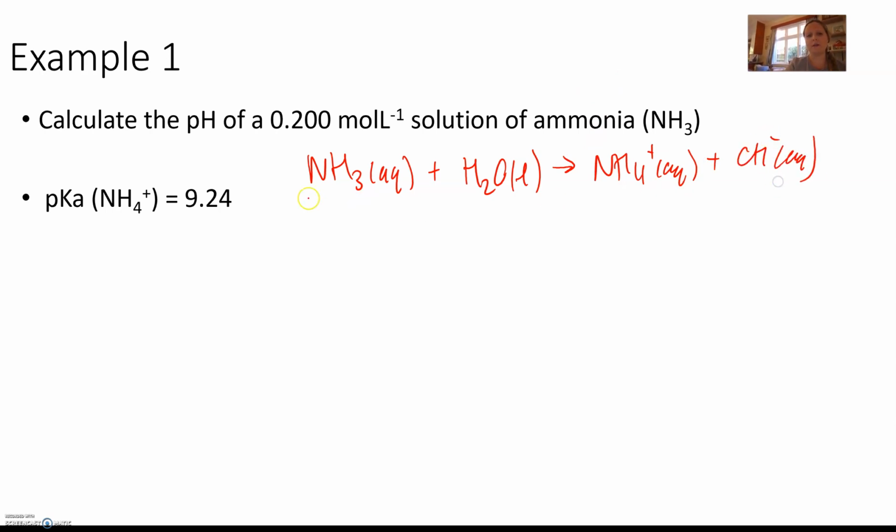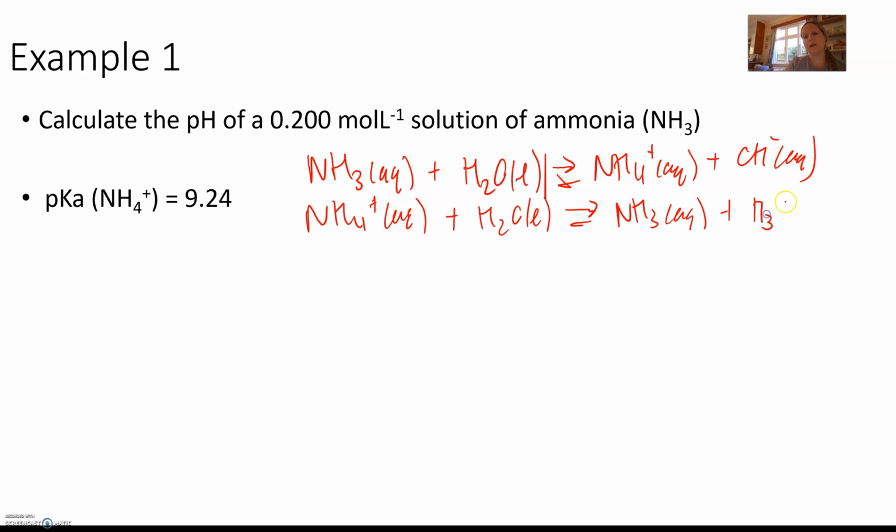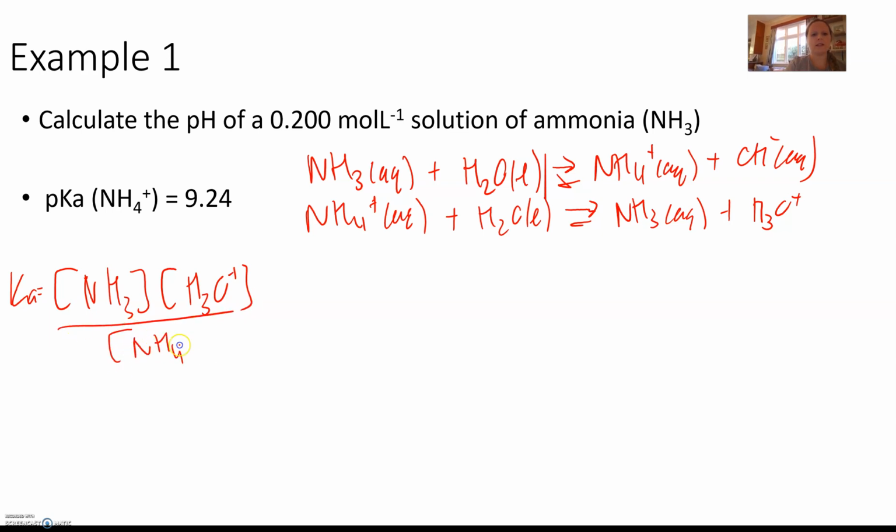Because we're doing the Ka method, we need to do a second equation: NH4 plus aqueous plus H2O goes to, equilibrium arrows here, sorry team, goes to NH3 aqueous plus H3O plus. We can now do a Ka, so your Ka equals NH3 times H3O plus divided by NH4 plus.